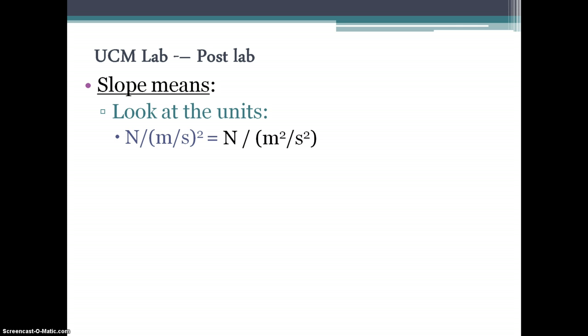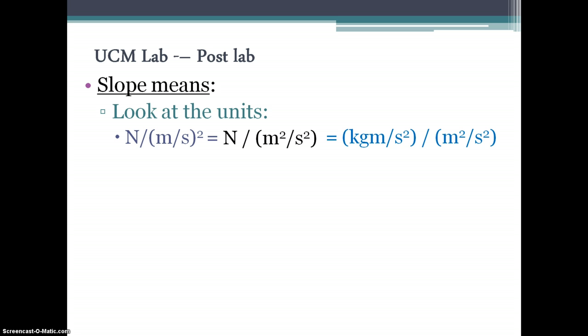Okay, so let's first look at what the slope means. So we always look at the units to determine the meaning of the slope. In this case, our unit started out being a Newton divided by a meter per second quantity squared. So in order to simplify that, I'm going to have to break down a Newton into its component units. You should remember that a Newton equals a kilogram meter per second squared. So that's what I have there. And then I went ahead and expanded my meter per second quantity squared into a meter squared over a second squared. So now I have something that looks a little easier to simplify. I see some things that I'm going to be able to cancel out.